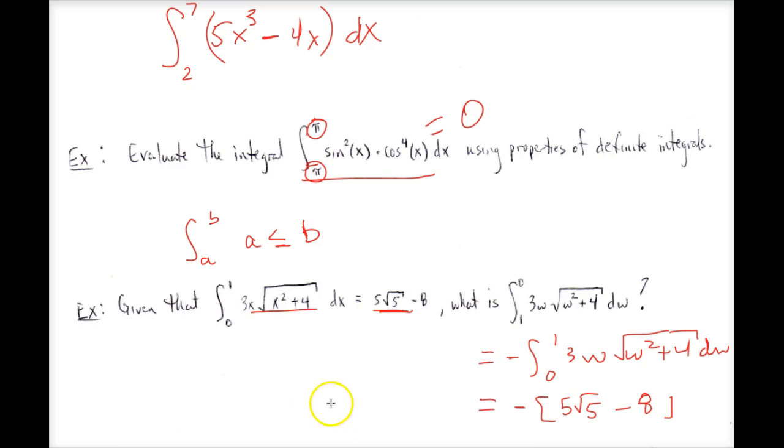And of course, if we wrote that out and multiplied it through the -1, then that would just be 8 minus 5 square root of 5 square units. And that's what that would be. Let's rewrite that.